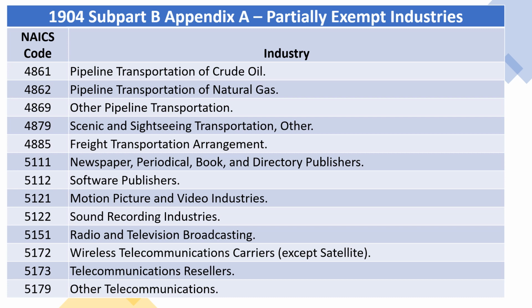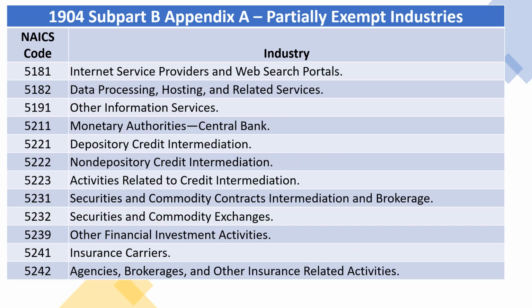5172. Wireless telecommunications carriers, except satellite. 5173. Telecommunications resellers. 5179. Other telecommunications. 5181. Internet service providers and web search portals. 5182. Data processing, hosting, and related services. 5191. Other information services. 5211. Monetary Authorities, Central Bank. 5221. Depository credit intermediation. 5222. Non-depository credit intermediation. 5223. Activities related to credit intermediation.